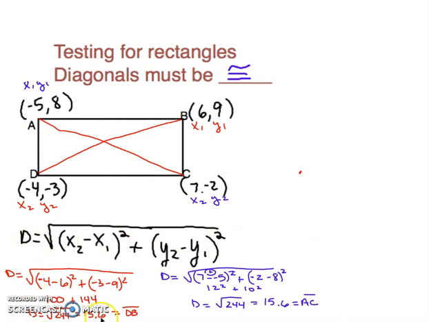And you're just checking to make sure that these two values for each of the diagonals, the distances, come out the same. And if they do, then you can say that yes, this is a rectangle. Hopefully your calculations came out the same as mine.